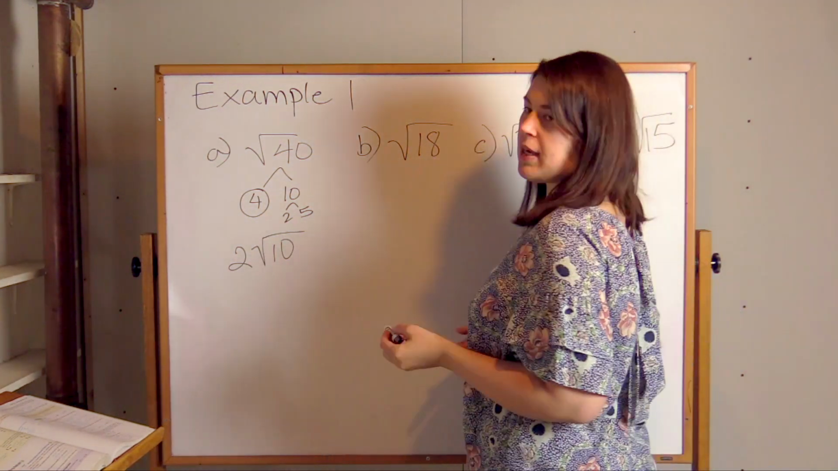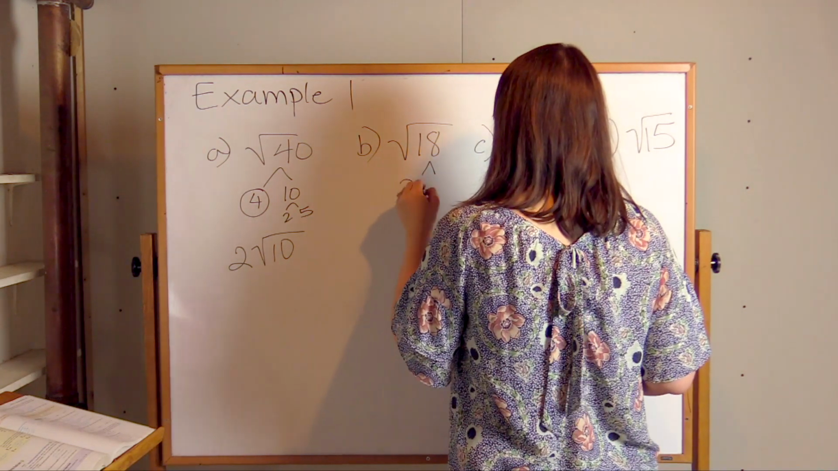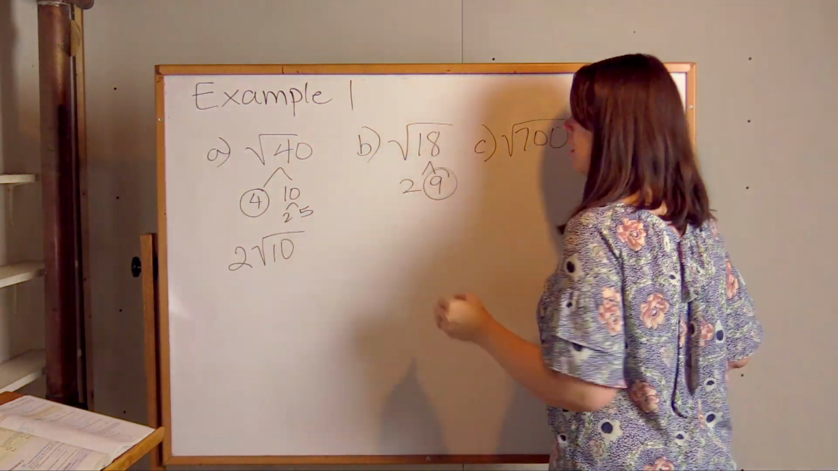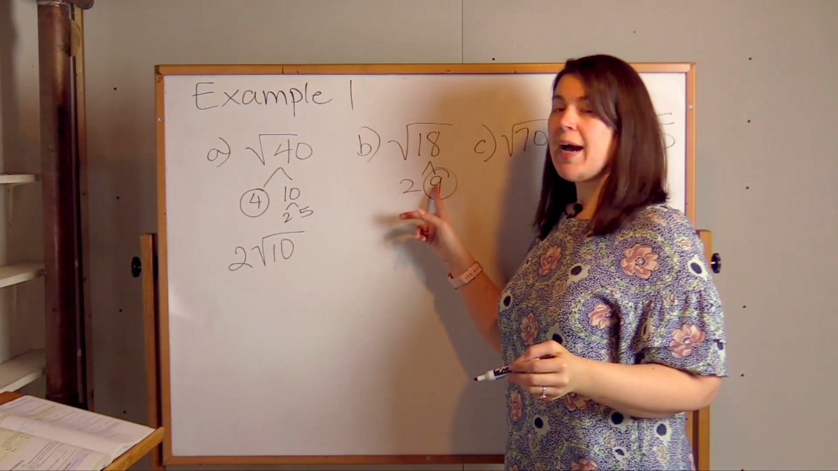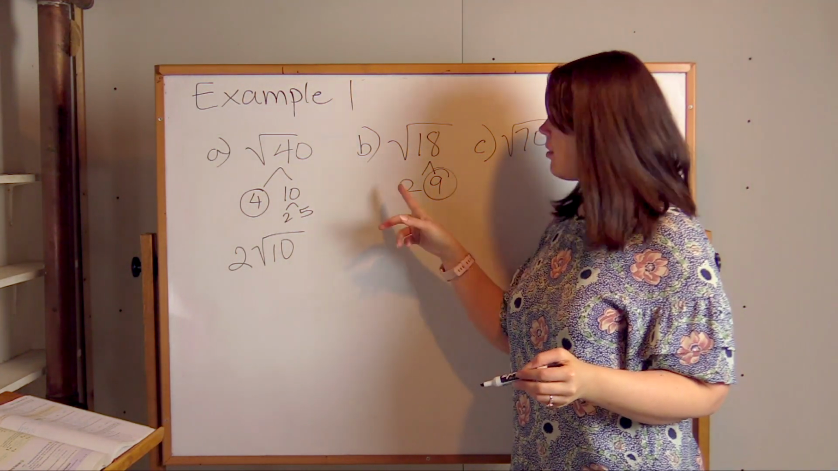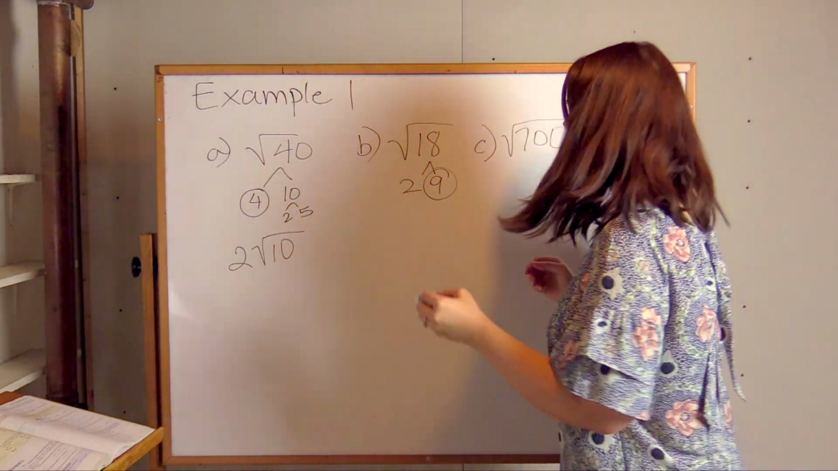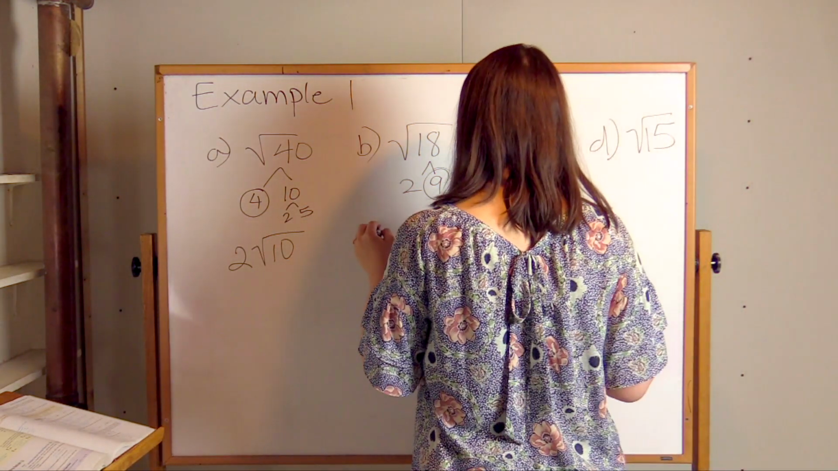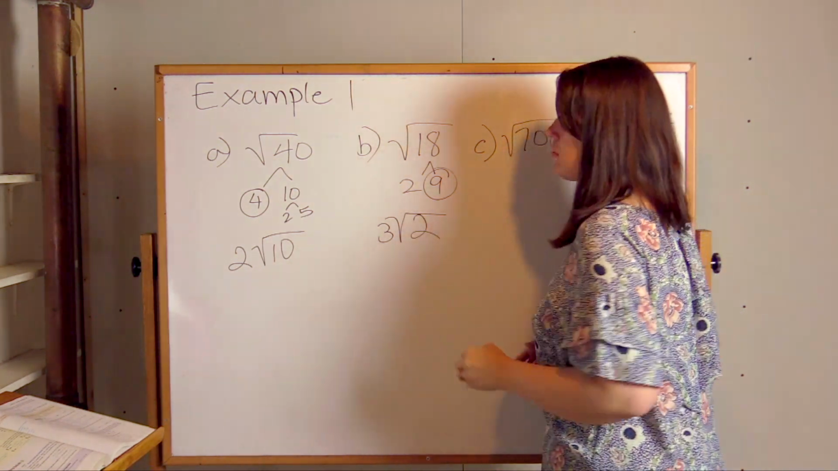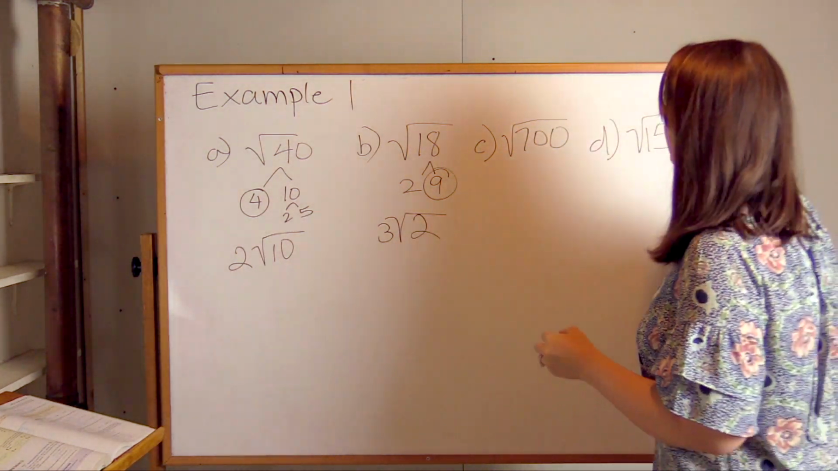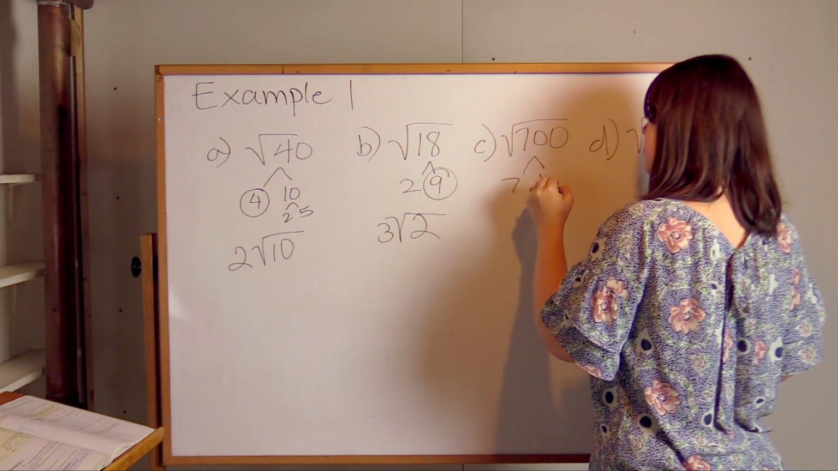All right, letter B. So let's break it down. 2 times 9. Oh, 9's a perfect square. So what does that mean? That means that I can take the square root of 9, but 2 has to stay behind. So the square root of 9 is 3. So I'm going to pull that out of the radical. What's left behind? 2.